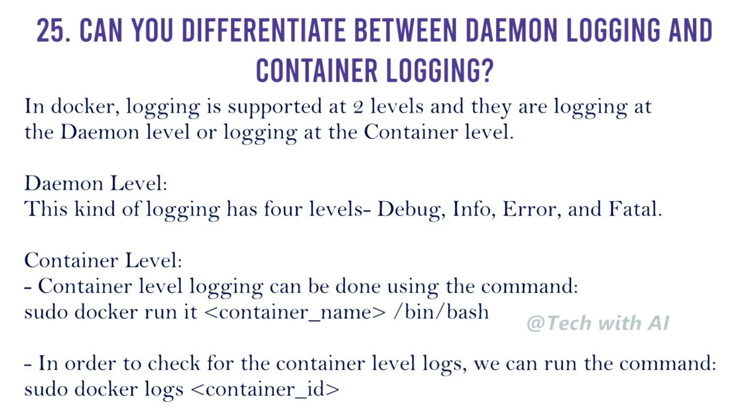Container level. Container level logging can be done using the command sudo docker run -it container name /bin/bash. In order to check for the container level logs, we can run the command sudo docker logs container id.